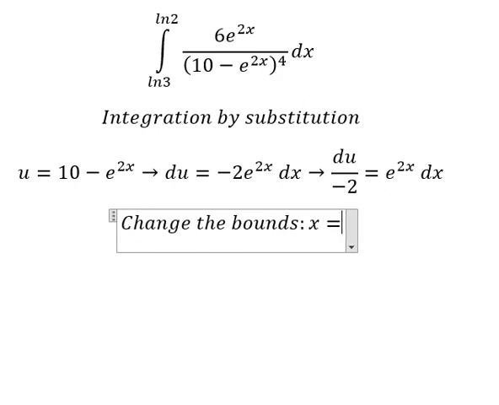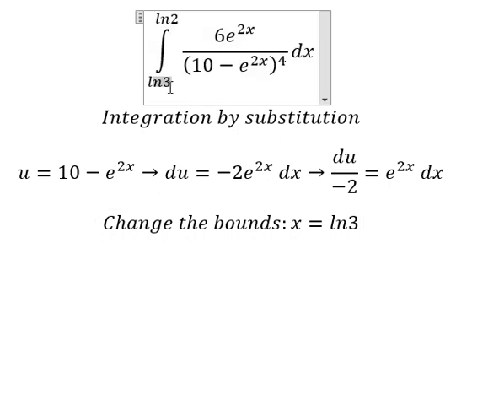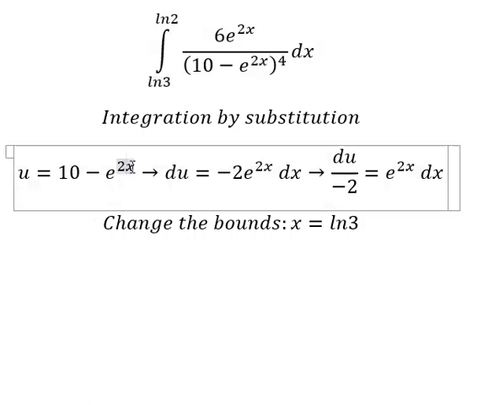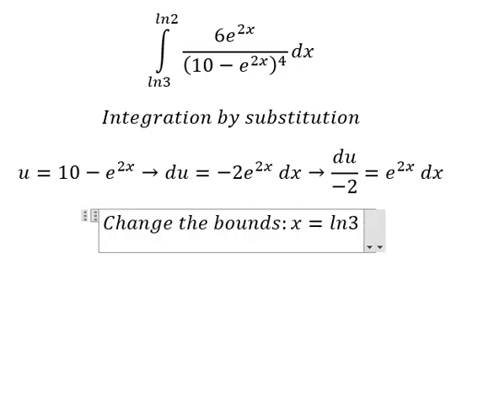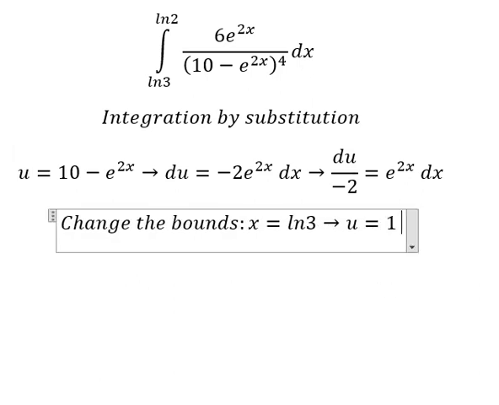When s equals ln number 3, ln number 3 in here, I will put this one in here to find the value of u. So u equals number 1.